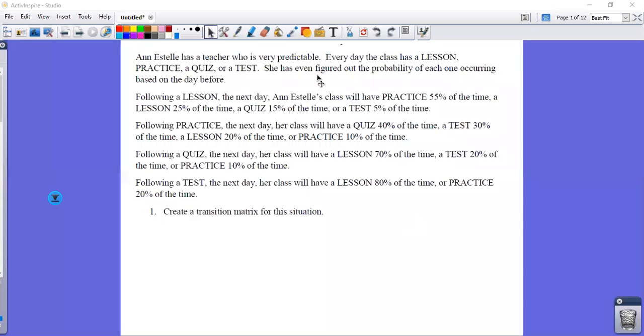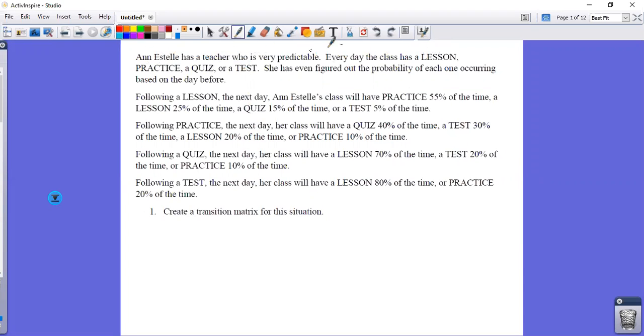Okay, so with Markov chains, the first thing to do is set up what is called the transition matrix. It's always going to be a square matrix, and you want to make sure it goes in the same order in both directions. So here we go. Anastelle is taking tests, right?